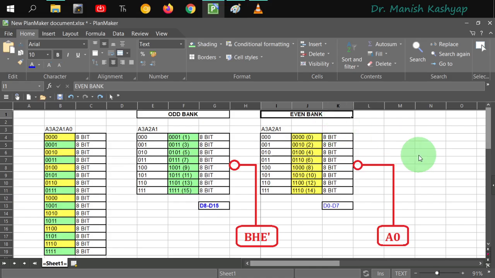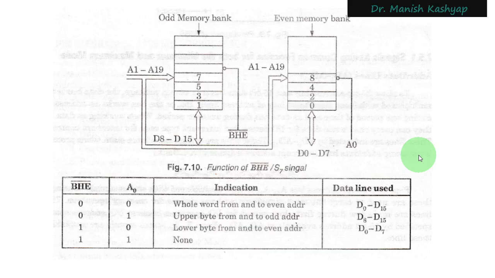Here, let me first show you what we have already studied about this. We have already seen this table when we were studying the beginning lectures of architecture and pin diagram. Here you see, if your A0 is 0 and BHE bar is 0, in that case the whole word from and to an even address will be transferred. What this means is that the externally interfaced memory that you see here, every location is of 1 byte.